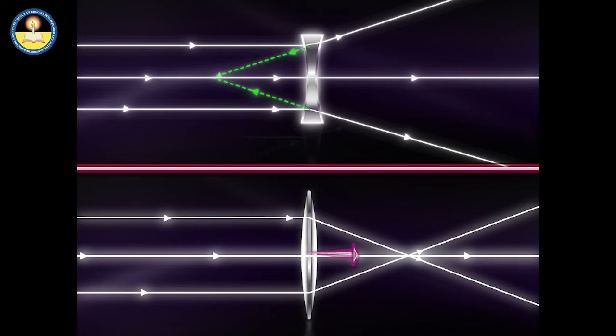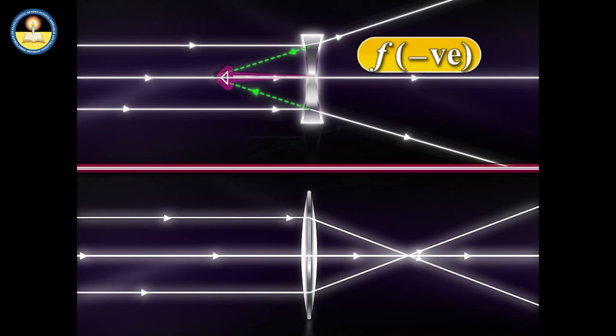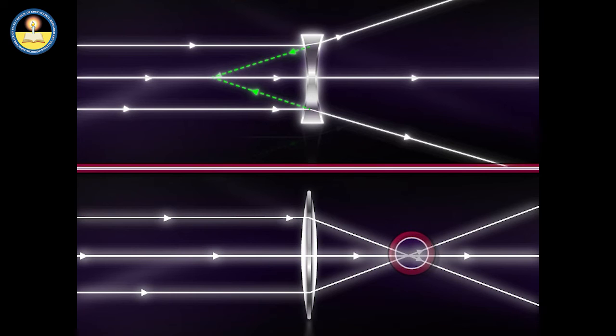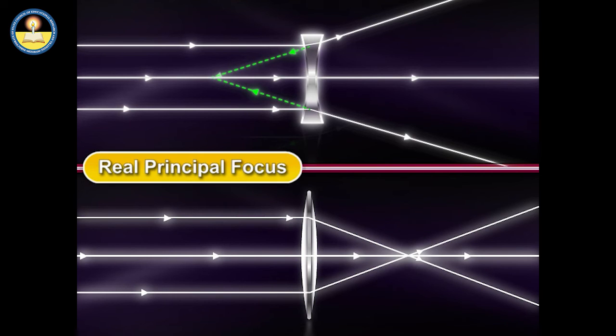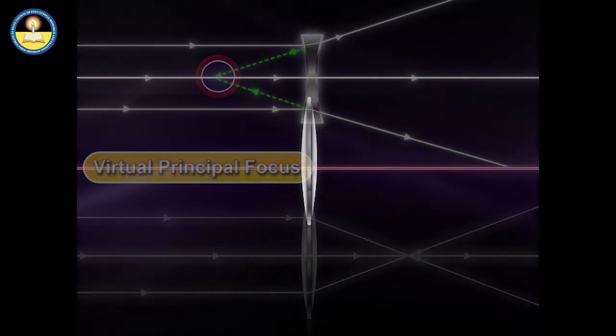For a convex lens, focal length is always positive, and for a concave lens, it is always negative. A convex lens has a real principal focus as the refracted rays actually meet at that point. But a concave lens has a virtual principal focus as the refracted rays appear to diverge from that point.